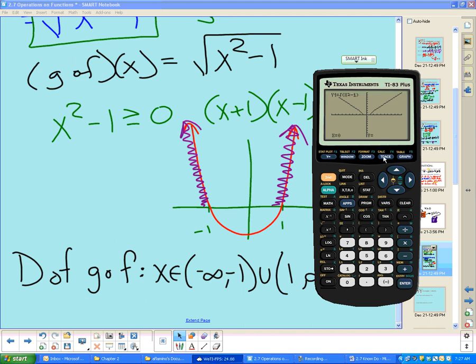I can confirm that with the trace. If I look at trace x equals 0, y equals nothing. There is no y coordinate. 0 is not in the domain of the function. If I type in 1, hit enter, I get a point. If I go just to the left, there's nothing. There are no y coordinates between x coordinates of -1 and 1. And so I have a graphic confirmation of my algebraic work.